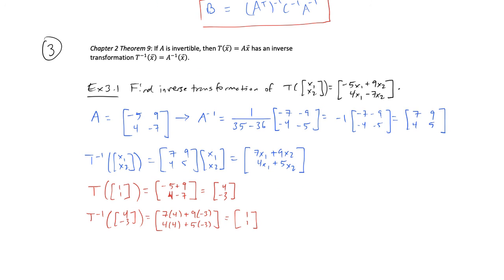So we went from the vector 1, 1 to the vector 4, -3. That vector, that was the transformation. And then we go back with the inverse transformation.